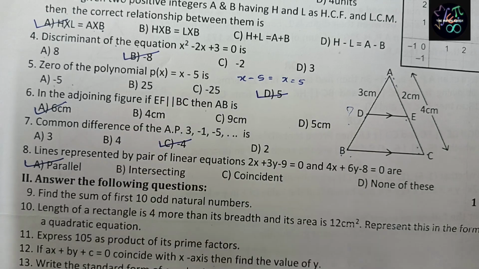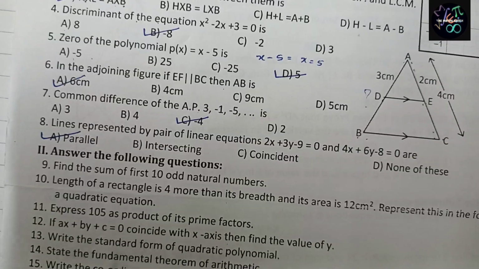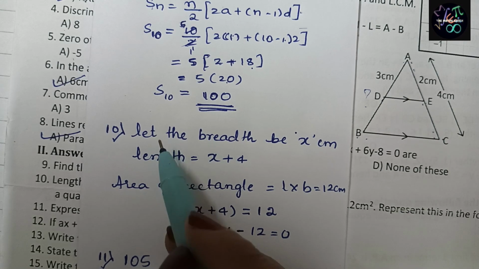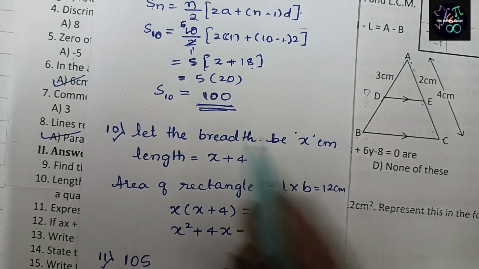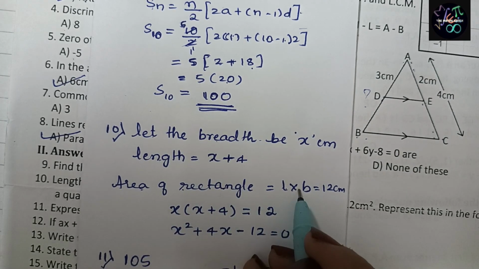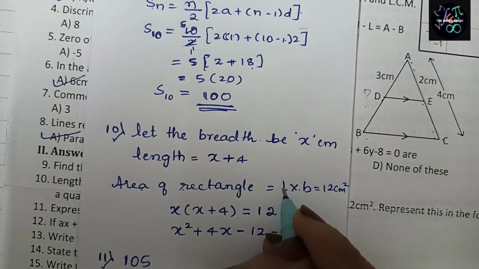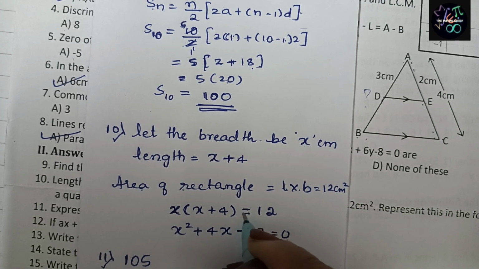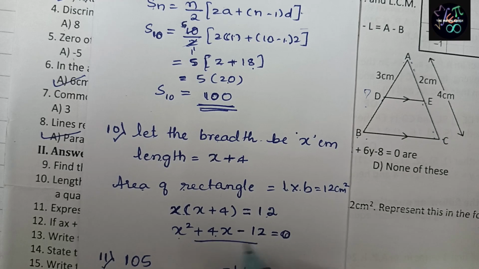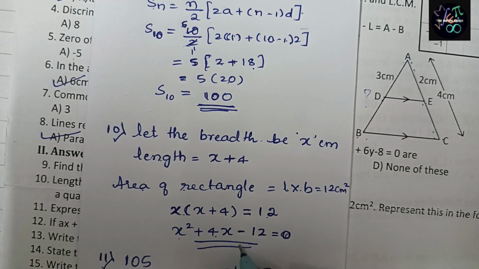Okay, let us see the next question here. The length of a rectangle is 4 more than its breadth and its area is 12 centimeter square. Represent this in the form of a quadratic equation. So I have solved here. They have told something about breadth and length. So let the breadth be x centimeter. Length is 4 more than its breadth, so x plus 4. We know area of rectangle is length into breadth and it is given as 12 centimeter square. So length into breadth, x into (x plus 4), is equal to 12. x into x, x square, x into 4, 4x. This 12, if we bring it like this, minus 12 is equal to 0. This is the quadratic equation. So they told to represent it in the form of a quadratic equation.